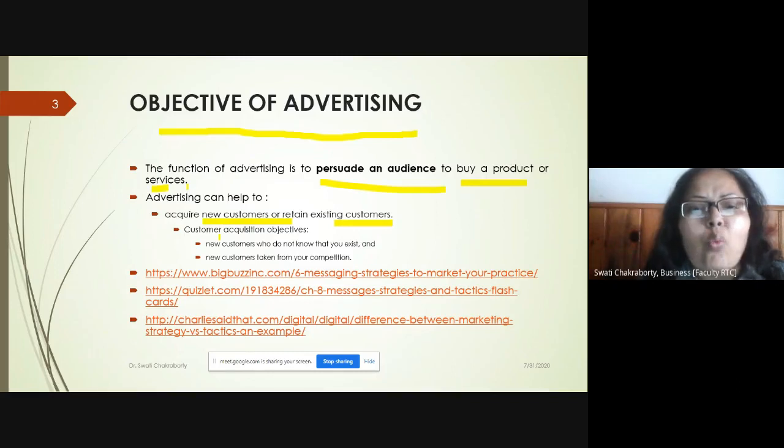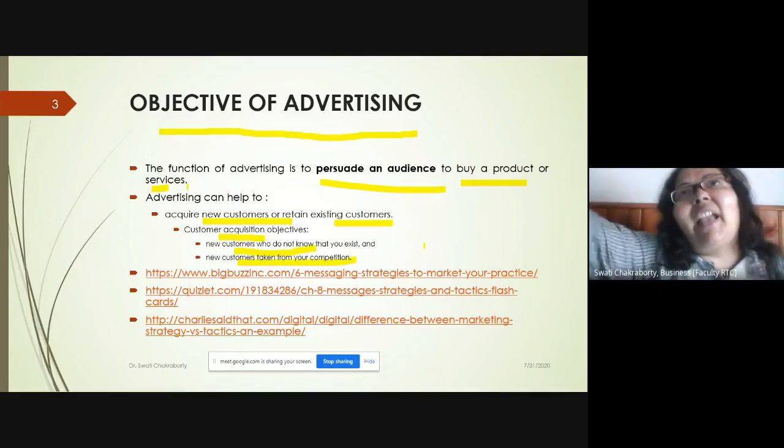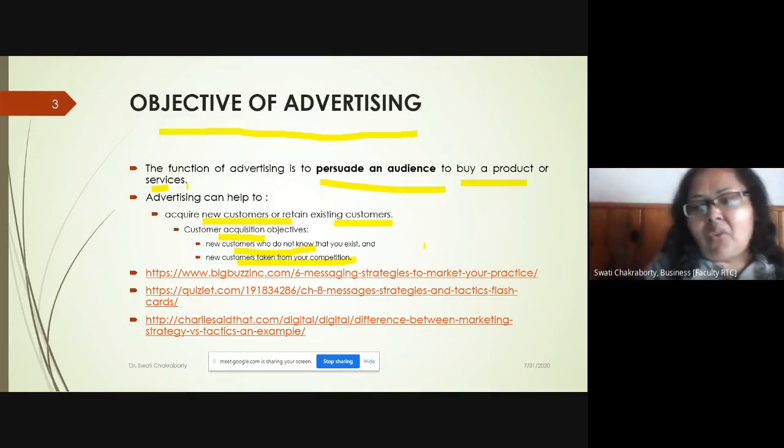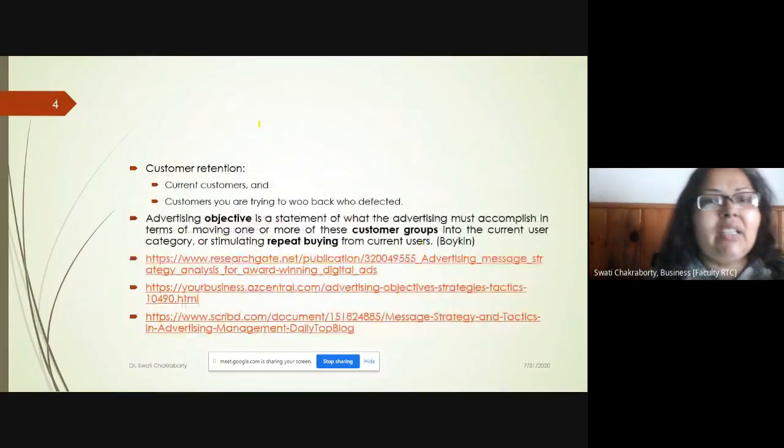And why do companies want to acquire customers? Why do they want to persuade so that they get customers and retain them? Because new customers do not know that the company exists. That's the main objective. People don't know about the company. That's why you want to get those new customers, and also to take customers away from your competitors, because you want to move ahead of your competitors in the market, right?